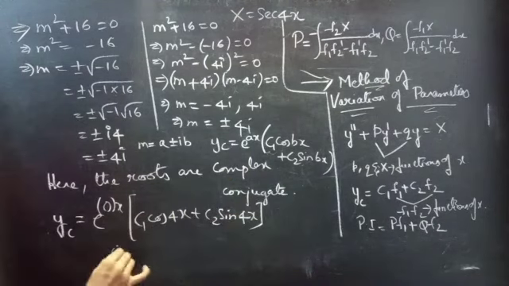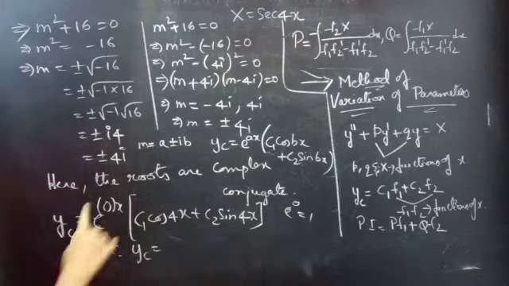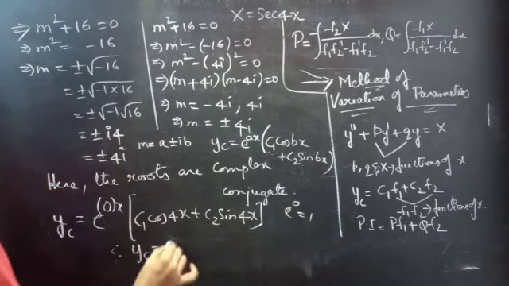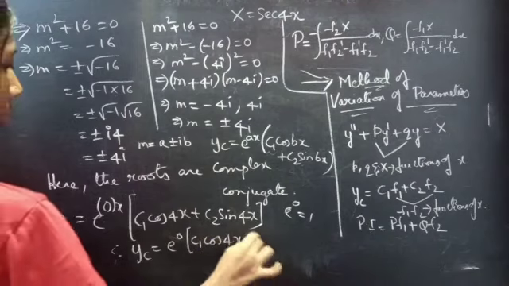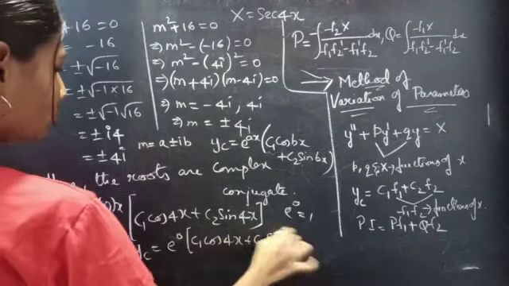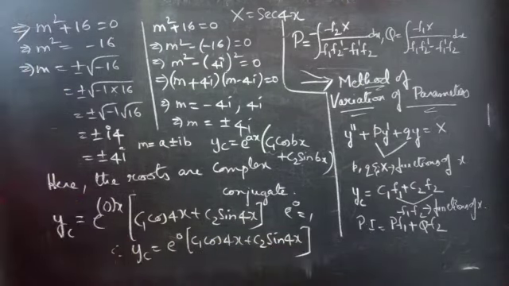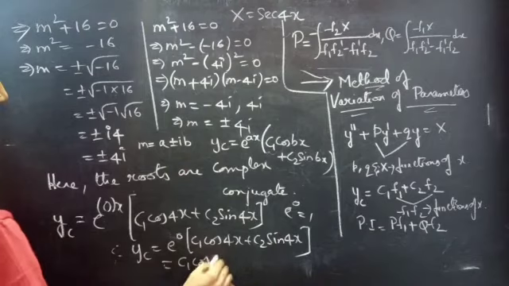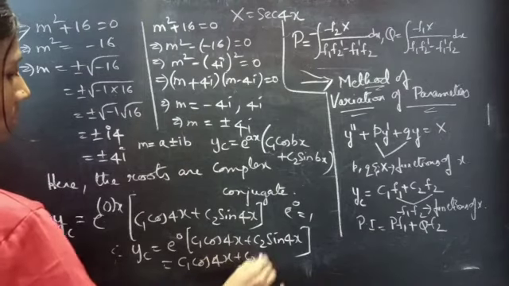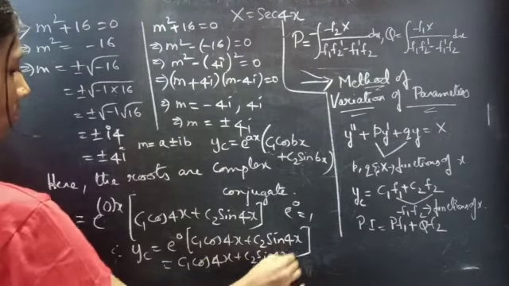So therefore yc equals e power 0 into x, which is obviously e power 0, and since e power 0 equals 1, you'll get 1 here, right? Or you can write one more step for your convenience. From this we'll get yc equals c1 cos 4x plus c2 sin 4x.